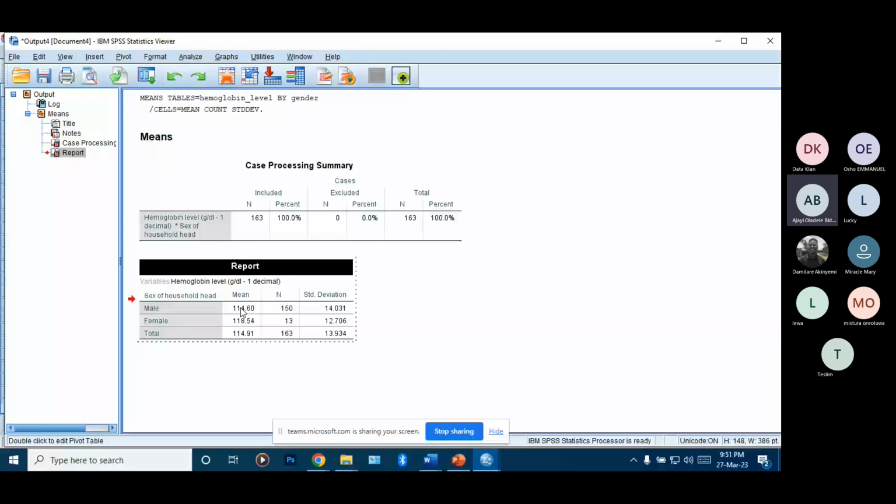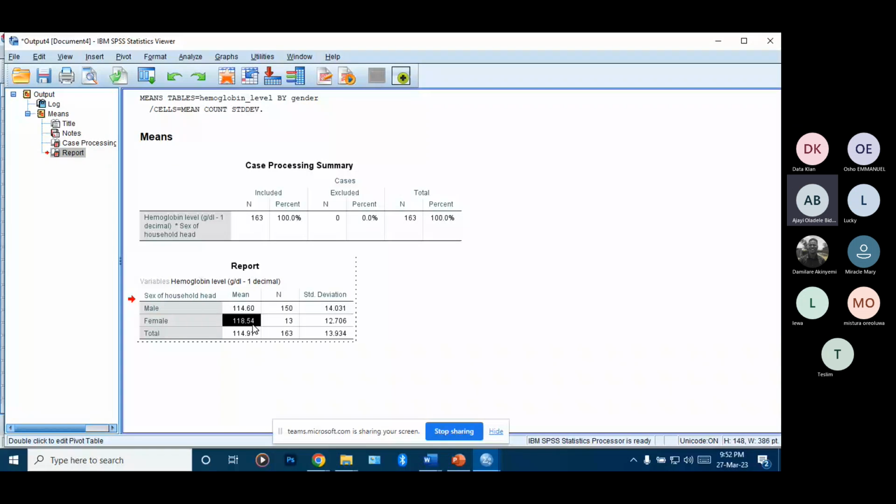Now the output is here, and this is actually giving us the mean hemoglobin level of males is 114.6, and the number of males that we have is 150, while the mean hemoglobin level of female respondents is 118.54. This is just descriptive statistics, but it has helped us to categorize them very easily.